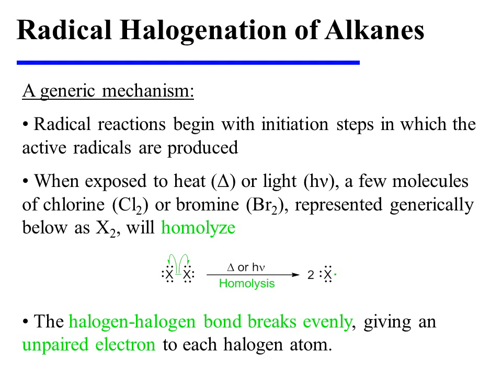Radical reactions begin with initiation steps, during which the active radicals for the rest of the mechanism are produced. When exposed to heat, as abbreviated by a capital Greek delta, or light, as abbreviated by h nu, a few molecules of chlorine or bromine, represented generically below as X2, will homolyze. When they do, the halogen-halogen bond breaks evenly, with one electron moving on to each halogen atom.